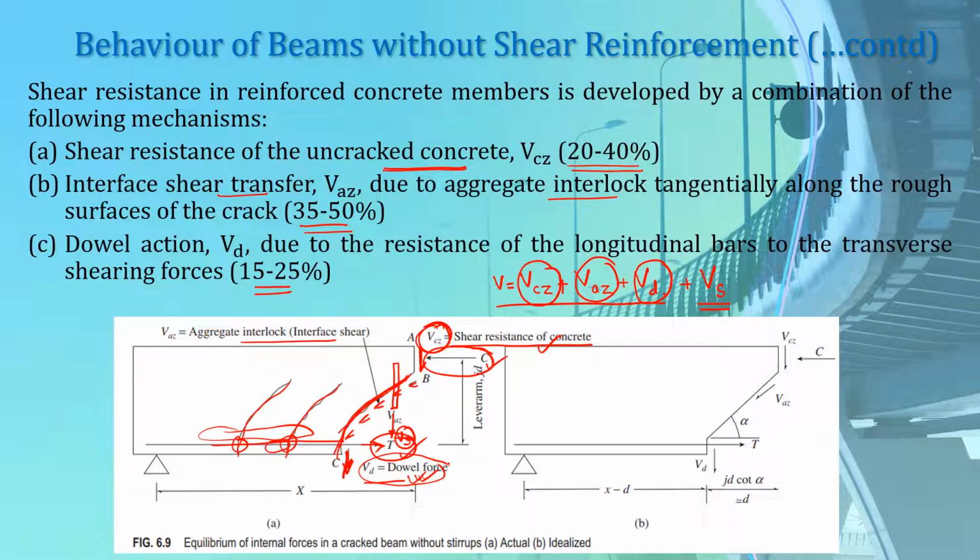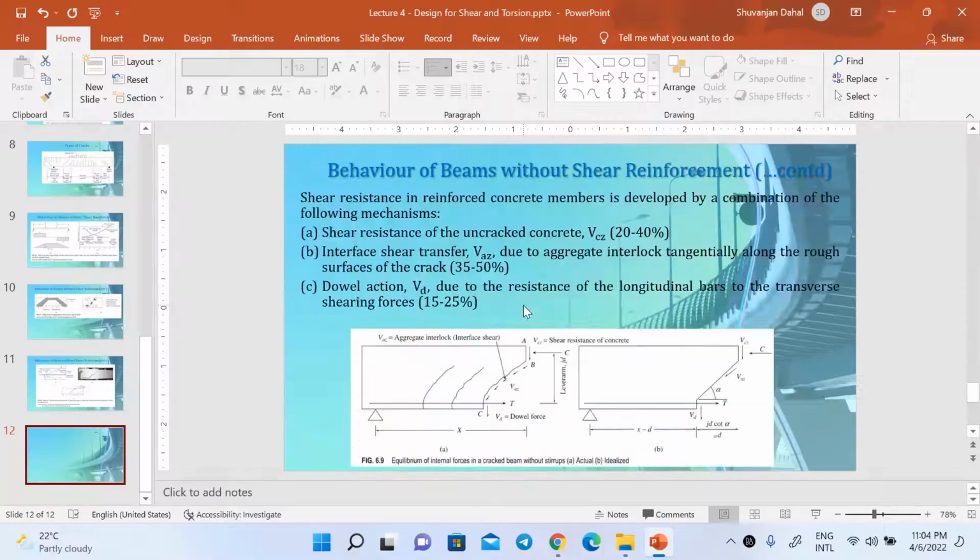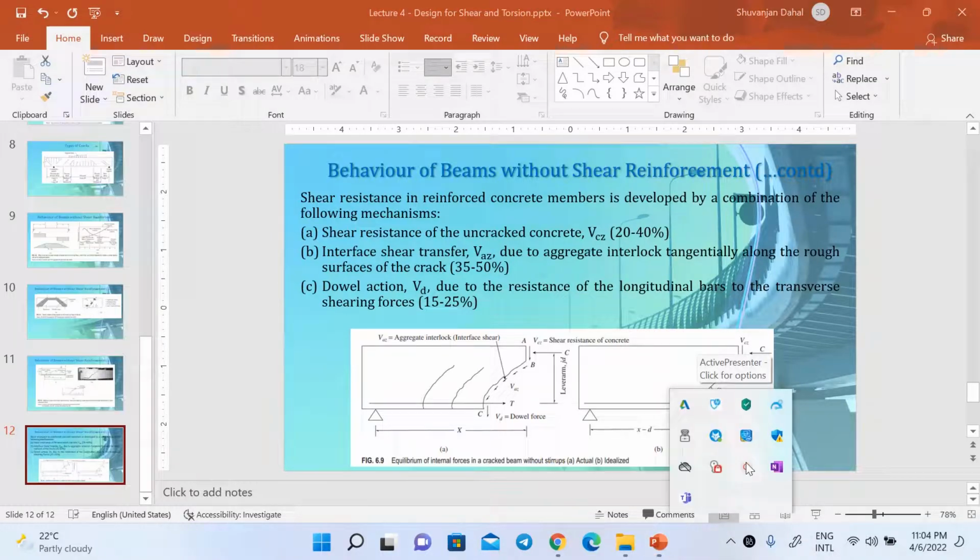This brings us to the end of today's lecture. In the next lecture, first we will see different types of shear reinforcement, and then we will go through the design steps for shear forces. We'll meet again soon in our next lecture.